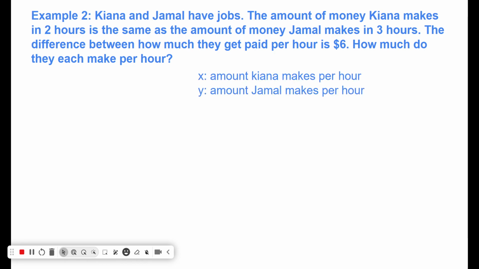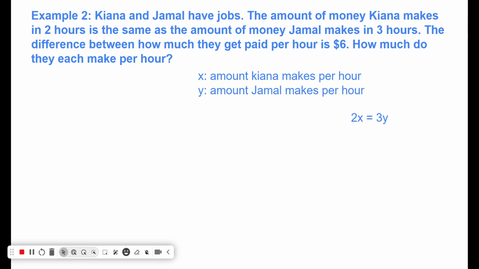All right, so let's define our variables. I'm going to let X equal the amount Kiana makes per hour. And I'm going to let Y be the amount Jamal makes per hour. X and Y are letters that we're used to. You could have made it K and J. It really doesn't matter as long as you set it up appropriately and you stick with it.